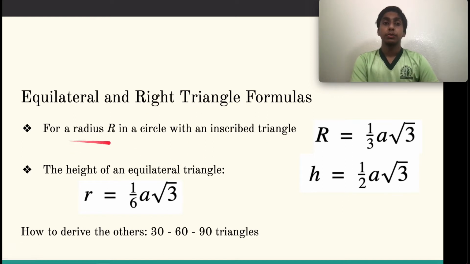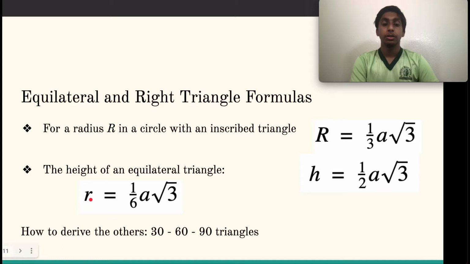And we want to find this radius, capital R. So capital R is actually going to be equal to 1/3 A times root 3. Now, this is only going to work if you have an equilateral triangle inscribed in your circle. So make sure it's an equilateral triangle, and then we can find our radius by doing 1/3 times A times root 3.